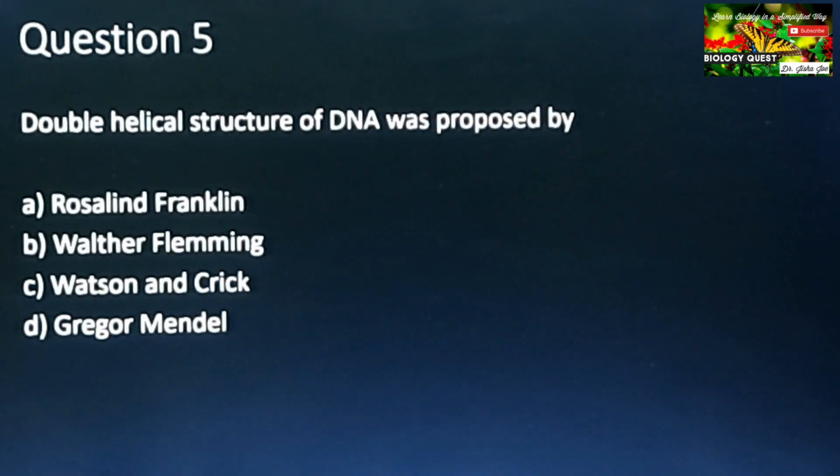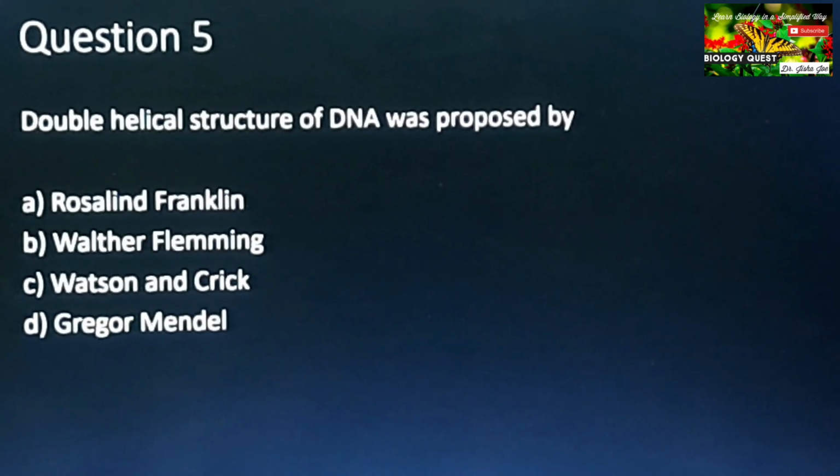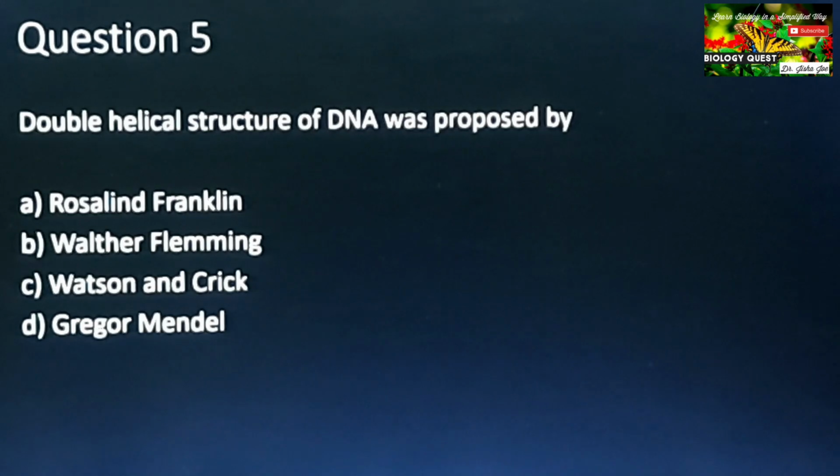Question 5. Double helical structure of DNA was proposed by, we have already discussed the findings or discoveries of all the 4 persons, or the contributions of the 4 options we have already seen. So can you give the answer? Double helical structure of DNA was proposed by Watson and Crick.